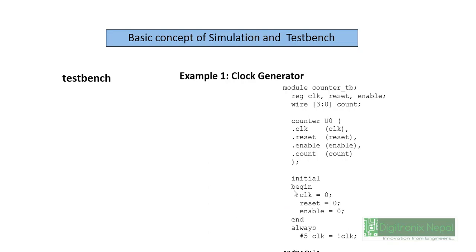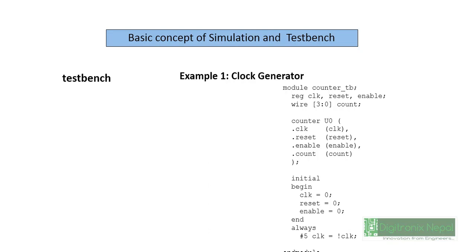So we have initial and we have begin, as well as end. In between we have initialized some values for the inputs. The inputs are clock, reset and enable. These are initialized with 0 value, and we have always and #5. Actually #5 is a delay of 5 nanoseconds. So we have clock equals not clock, so the clock is inverted, the clock toggles.